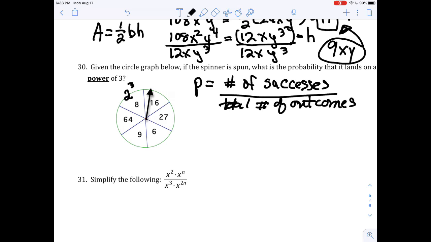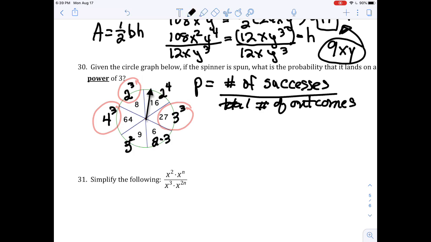Okay, 64. Can we take a number that multiplies by itself 3 times that results in the number 64? So 4 cubed, 4 times 4 times 4. 9 is 3 squared. 6 is 2 times 3. 27 is 3 cubed. And 16 is 2 times 2 is 4 times 2 is 8 times 2 is 16. So that's 2 to the fourth. So if we're looking for powers of 3, I would say 2 to the third because that has an exponent of 3. 3 to the third because that has an exponent of 3. 4 to the third because that has an exponent of 3.